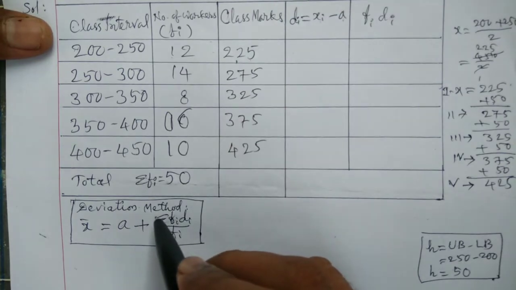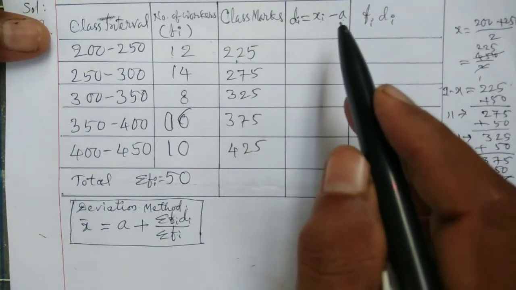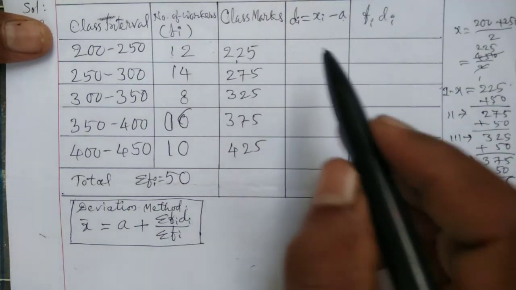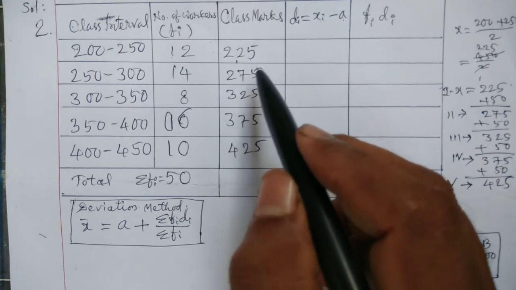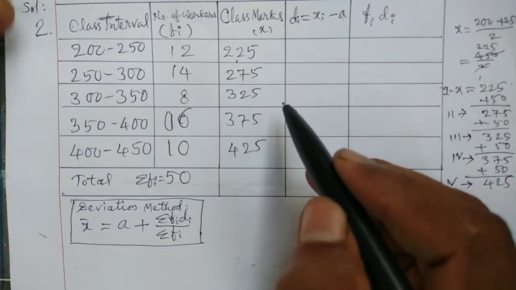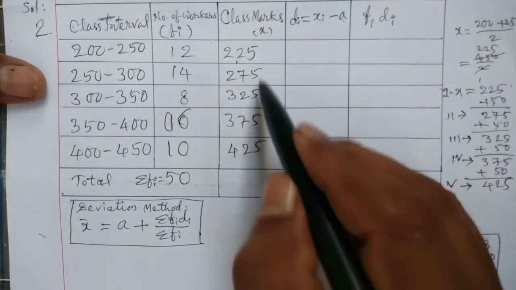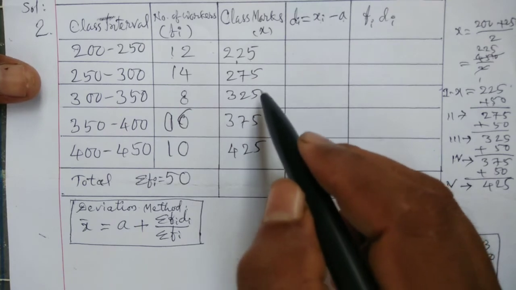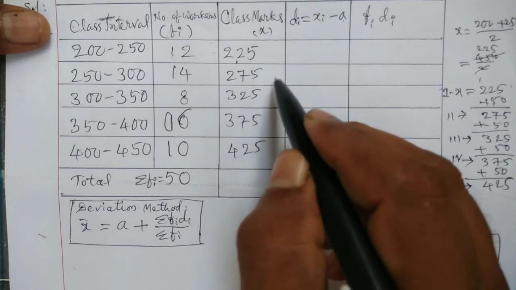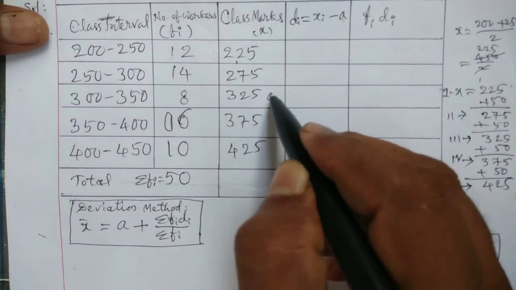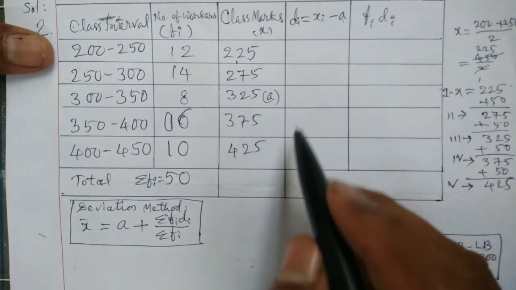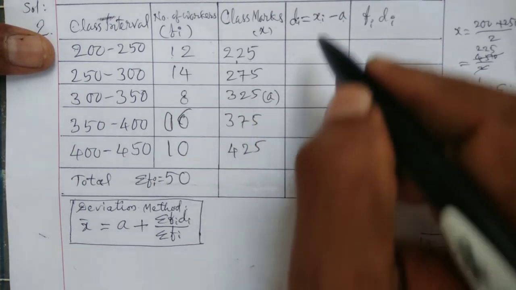This method is called the assumed mean method. Here we have to take a mid value, a, an assumed number, the middle of the numbers. Any number we can take as the assumed number, but generally we take the middle number. This is the assumed value. So a is equal to 325.